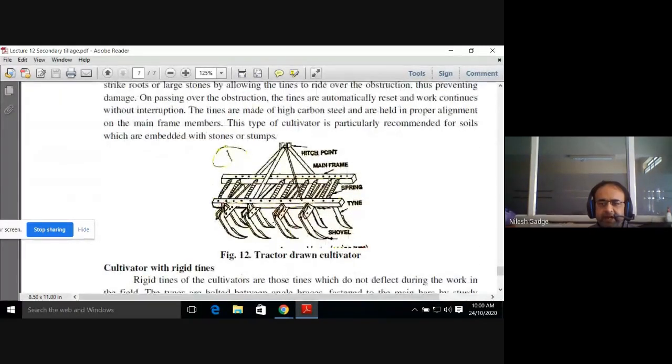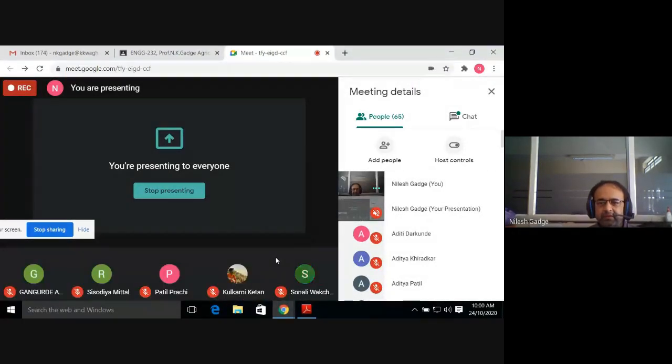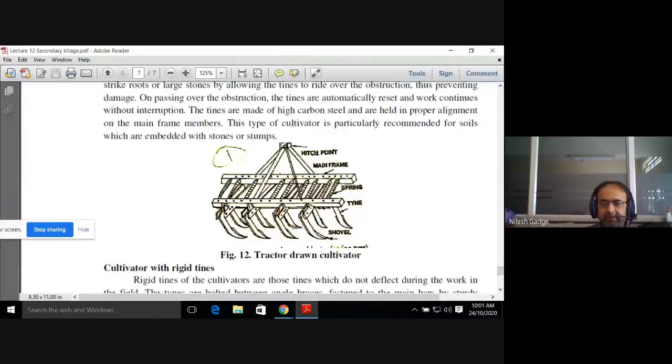Okay, this is the tractor drawn cultivator. It has the springs. So this is a spring type of cultivator. It has a number of tines, and the number of tines is odd: a 9 tine cultivator, 7 tines, 5 tines. It is a spring loaded cultivator. Okay, see the components. It has a hitch point, it has a main frame, the springs and the tines, and the end of each tine is actually a shovel.